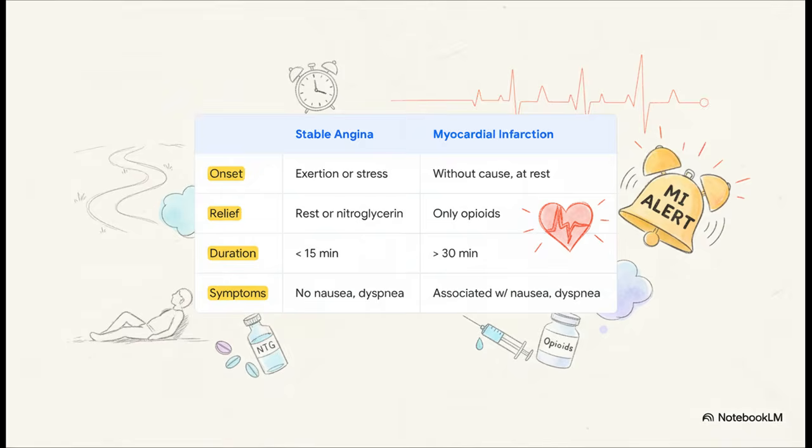I love this chart because it lays it all out so clearly. The two biggest clues to tell the difference between simple angina and an MI are right there: how long the pain lasts and if nitroglycerin helps. You know, if your patient's pain has been going on for more than 15, 20 minutes and that nitro isn't touching it, your MI alarm bell should be going off like crazy.